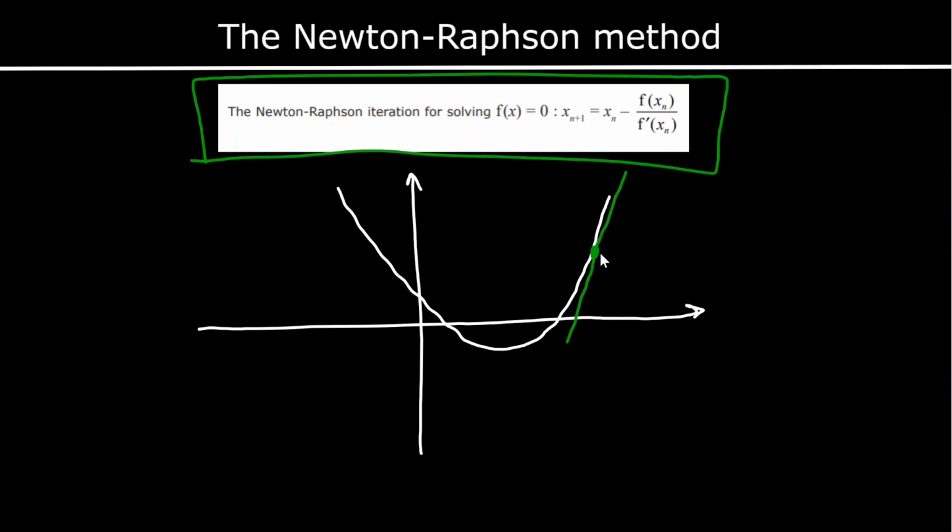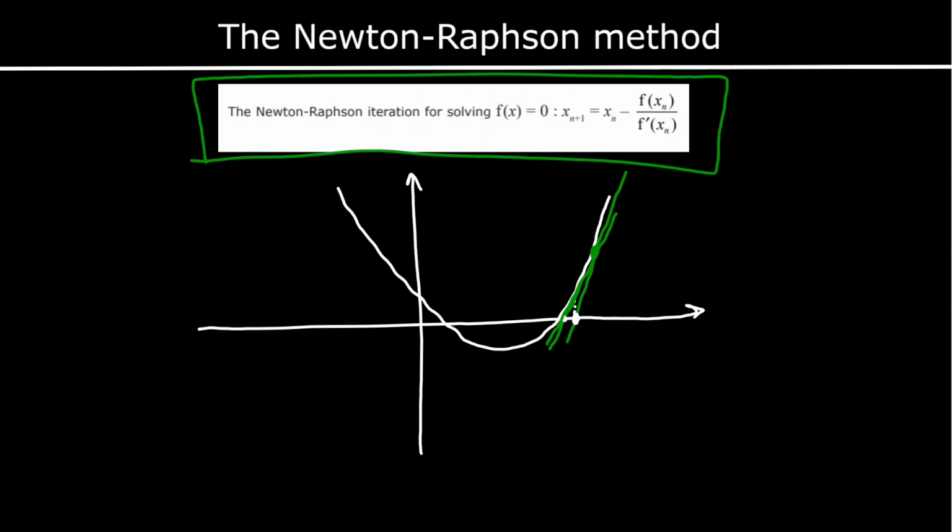and the tangent intersects the x-axis closer to the root, and then we draw another tangent at that point with that new x value. And then we get closer again, we draw another tangent with a new x value, and we get closer and closer to the root as we go.